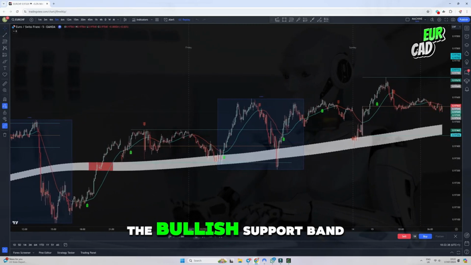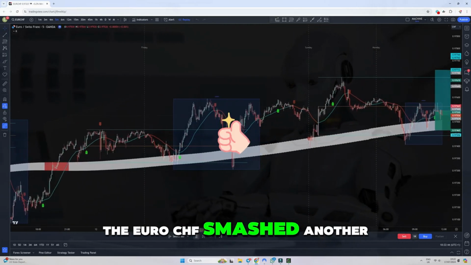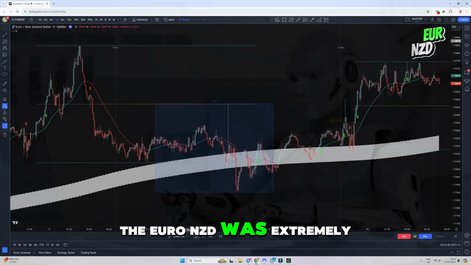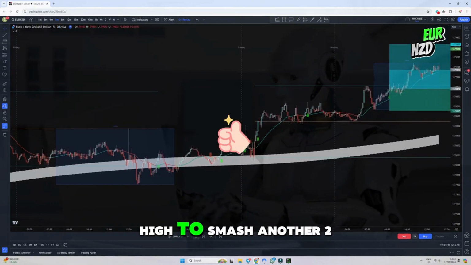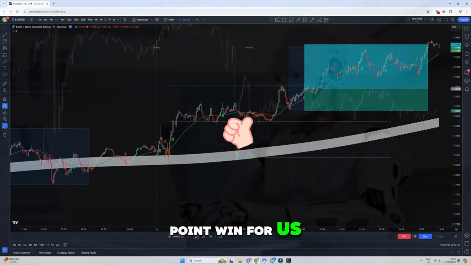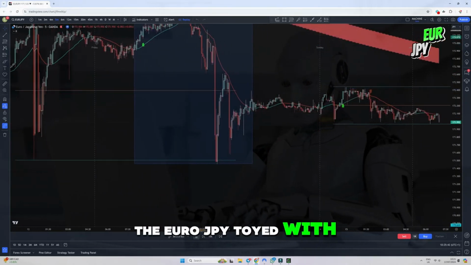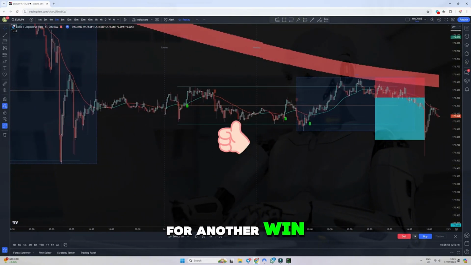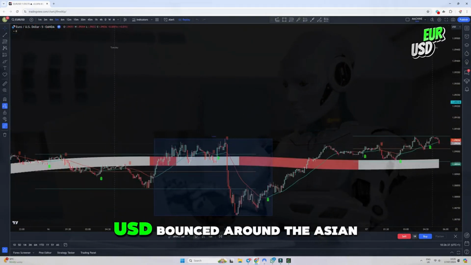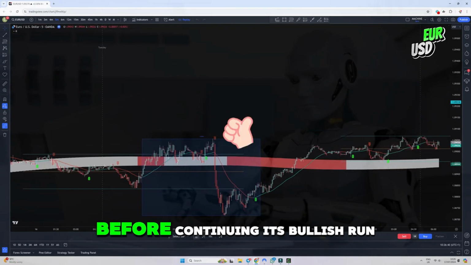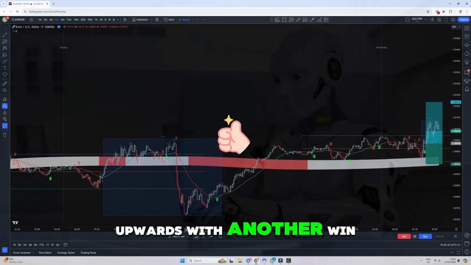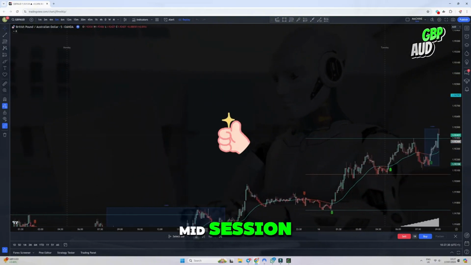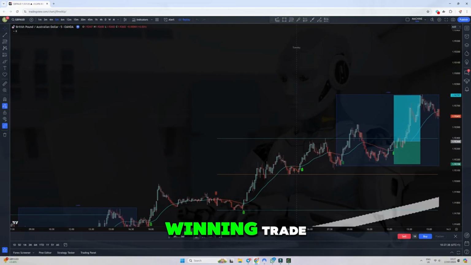After testing the bullish support band, the EUR/CHF smashed another win out of the park for another 2 points. The EUR/NZD was extremely bullish and ramped through the Asian high to smash another 2-point win for us. The EUR/JPY toyed with the Asian highs as well as the bearish zone before dropping like a stone for another win. Notice again how the EUR/USD bounced around the Asian low before continuing its bullish run upwards with another win. The GBP/AUD could not retrace back to the Asian mid-session before continuing upwards for another winning trade.